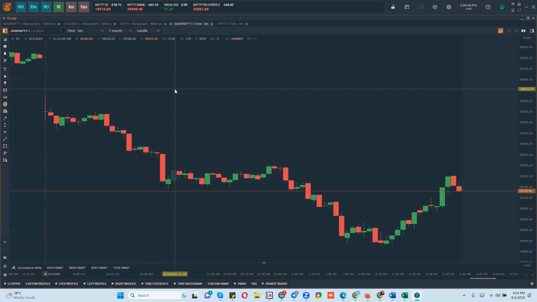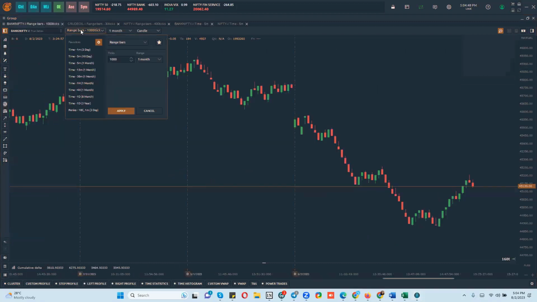So let's go into the chart of Bank Nifty, where I have selected the option range bar. In this range bar, I've given 1000 ticks, which is about 50 points of movement in Bank Nifty. So what it means is that every 50-point movement, a new candle will form.